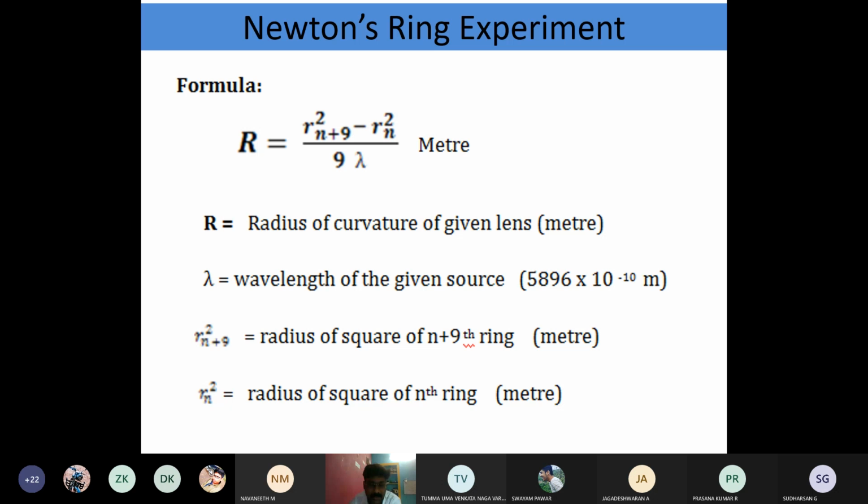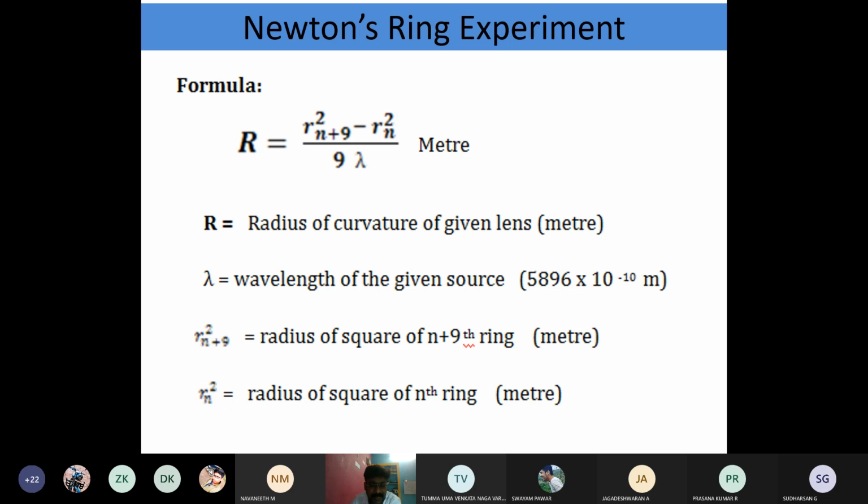We are using a sodium vapor lamp. For the sodium vapor lamp, the value is already given. It's a constant value, 5893 or 96 into 10 power minus 10 meter. So the formula is very simple, and the experiment also is very simple.